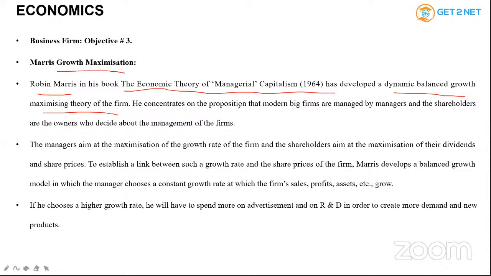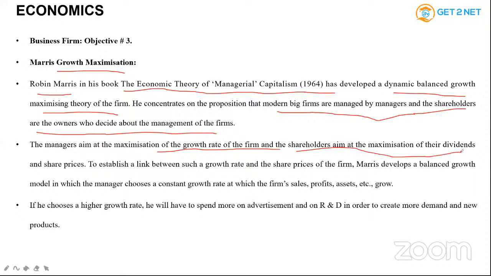Okay, so what was his proposition, his statement? That modern big firms are managed by managers, and the shareholders are the owners who decide about the management of the firm. He believed in this statement. So when we look at the aim of managers, they focus on maximization of the growth rate of the firm, and the shareholders aim at maximization of the dividends and share prices. जितना ज्यादा स्टॉक प्राइस बढ़ेगा उतना ज्यादा डिविडेंड उनको मिलेगा, उतना शेयर प्राइसेस का वैल्यू उनको मिलेगा.